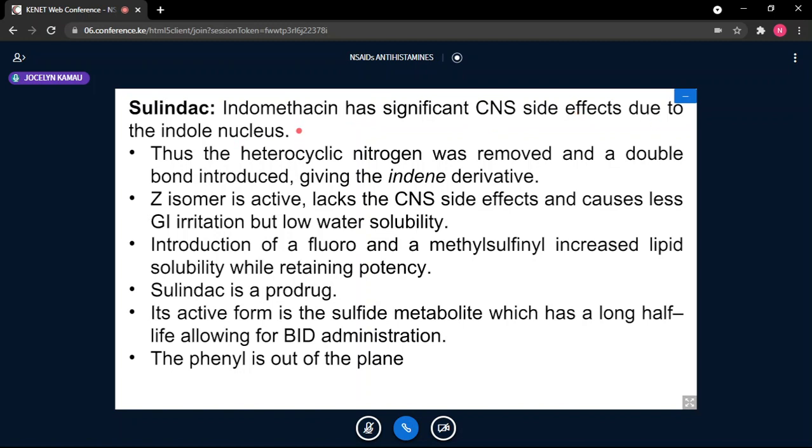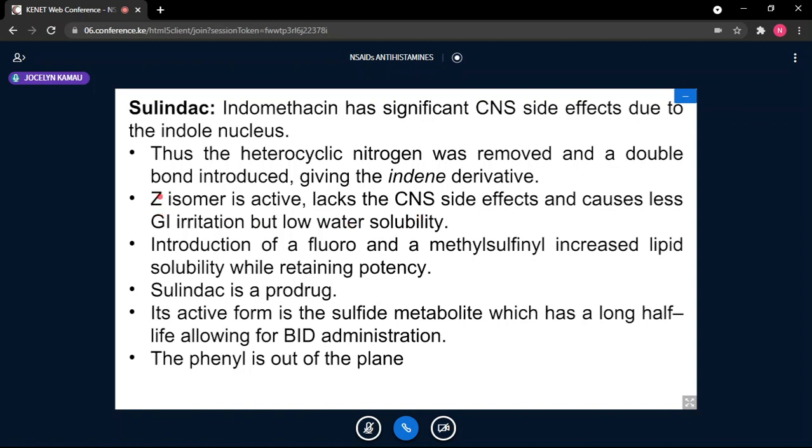Remember, the indole nucleus is borrowed from serotonin. So this drug can penetrate the liver and, of course, bring about CNS toxicity. Thus, the heterocyclic nitrogen was removed and a double bond introduced, giving the indene derivative to try and minimize or reduce all the toxicity. The Z isomer is active, lacks the CNS side effect.